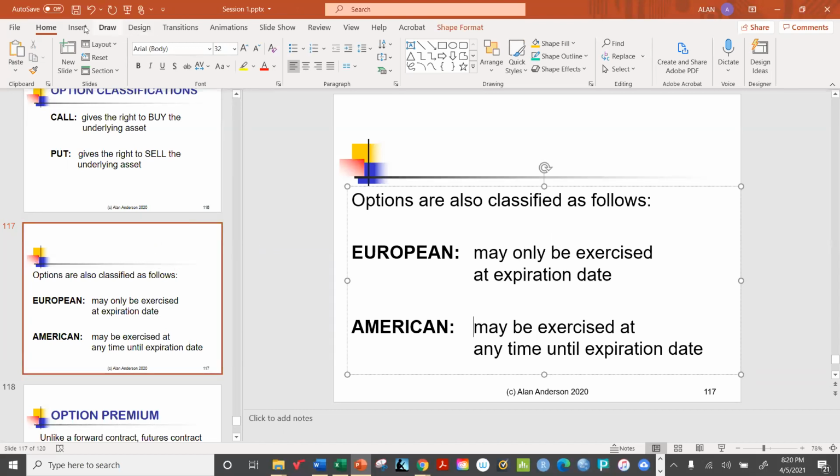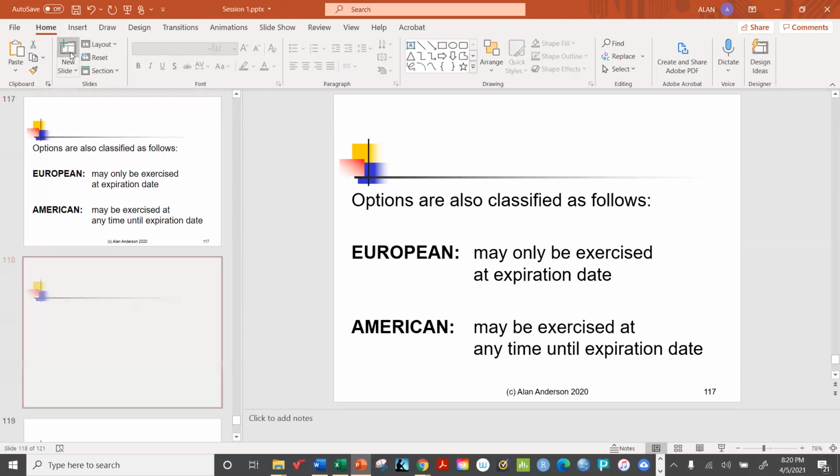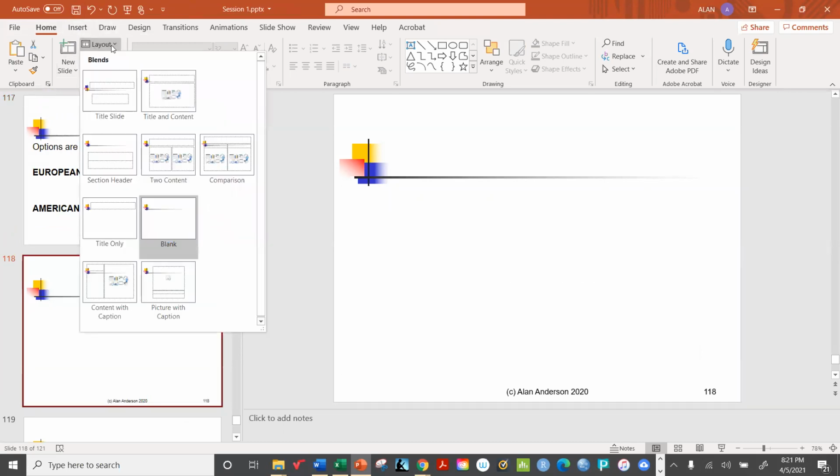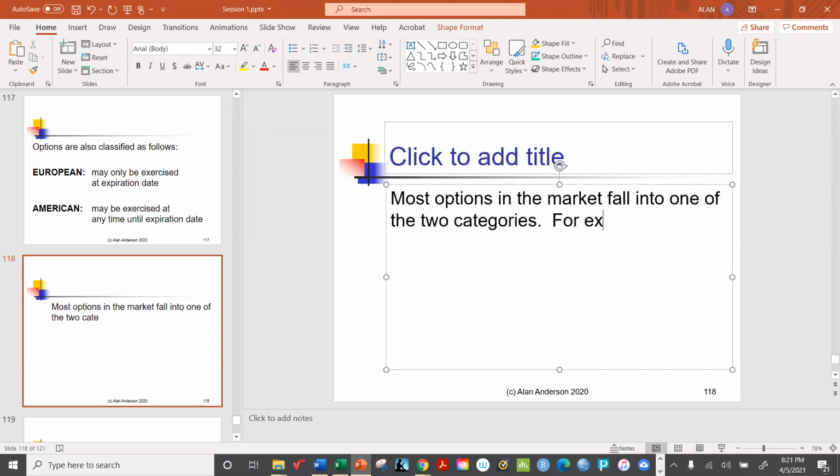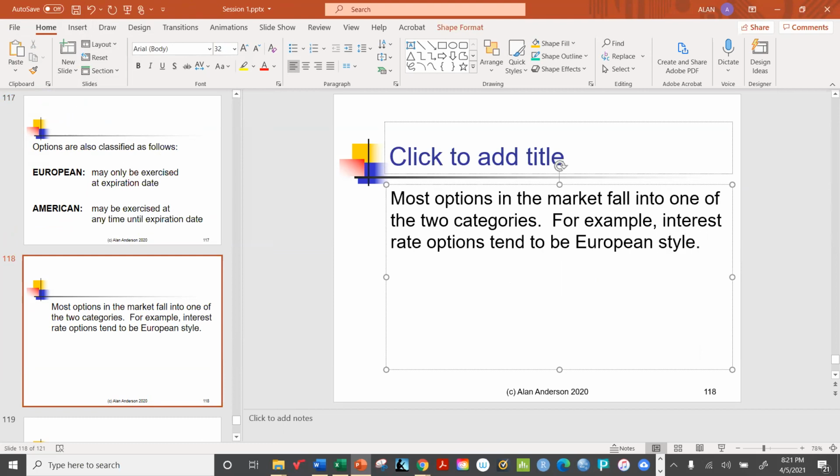So you probably wonder, well, why would we ever buy a European option? Well, here's why. Most options in the market fall into one of the two categories. For example, interest rate options tend to be European style. At the same time, though, equity or stock options tend to be American style. I'll tell you why, and we'll see later on as we go through this.